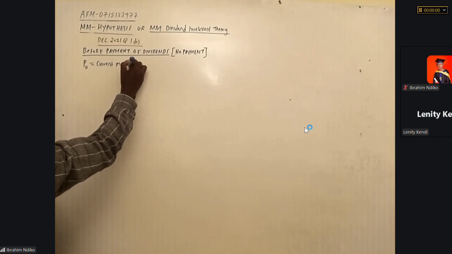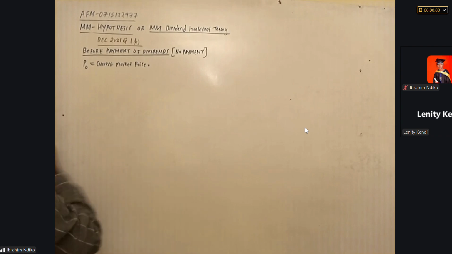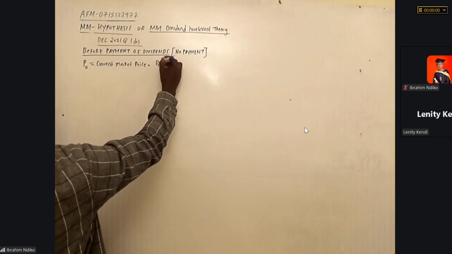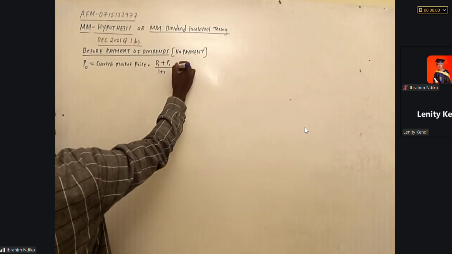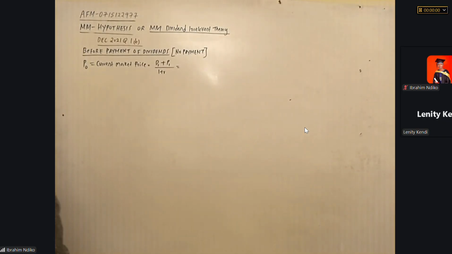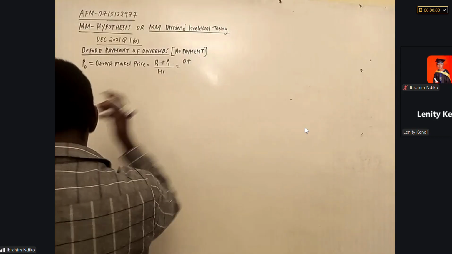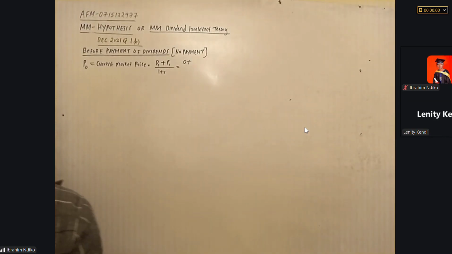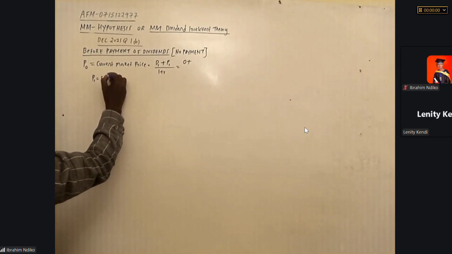Current market price is equals to D1 plus P1 over 1 plus R. So what's our D? D is our dividend. Are we paying dividend? No, we are not paying. This is before. D1 is 0. P1. Now P1 is the expected market price at the end of the year. P1 is the expected. Then kwambia hapa P1 expected market price at the end. Ni ngapi kwa swali?